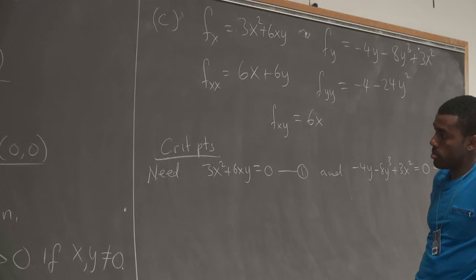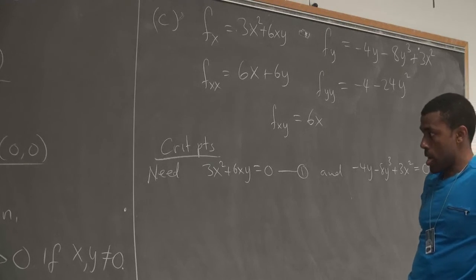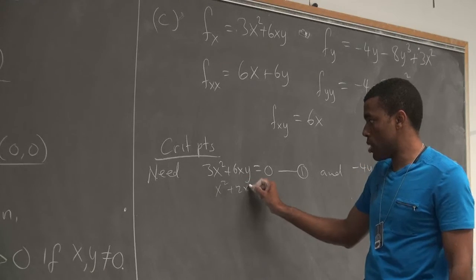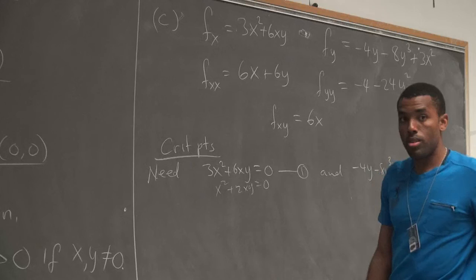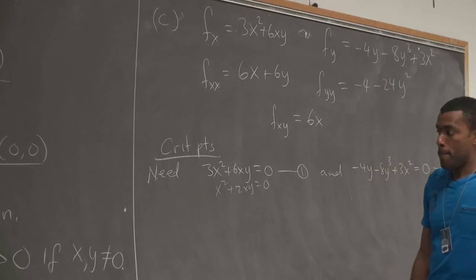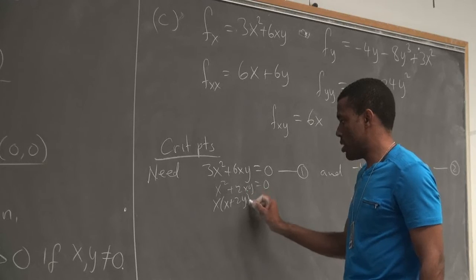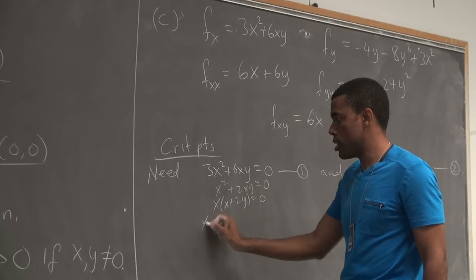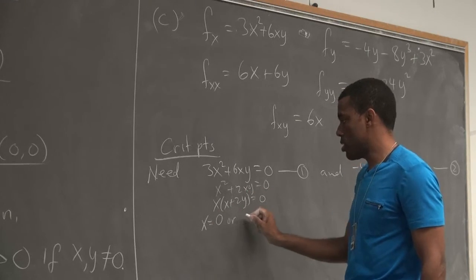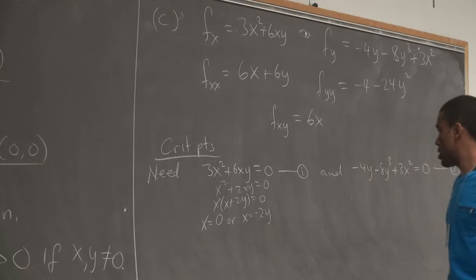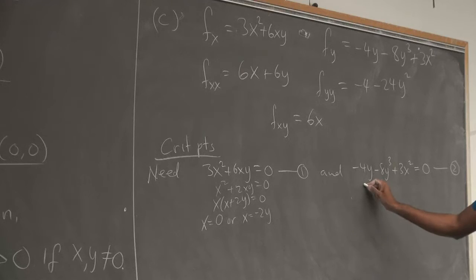Could you divide that by 3 first? I could divide by 3, sure. So this is x squared plus 2xy equals 0. And then x times x plus 2y equals 0. So I have two options here. Either my x is 0 or my x is the minus of 2y, right? Now I go over here and I plug in each option.